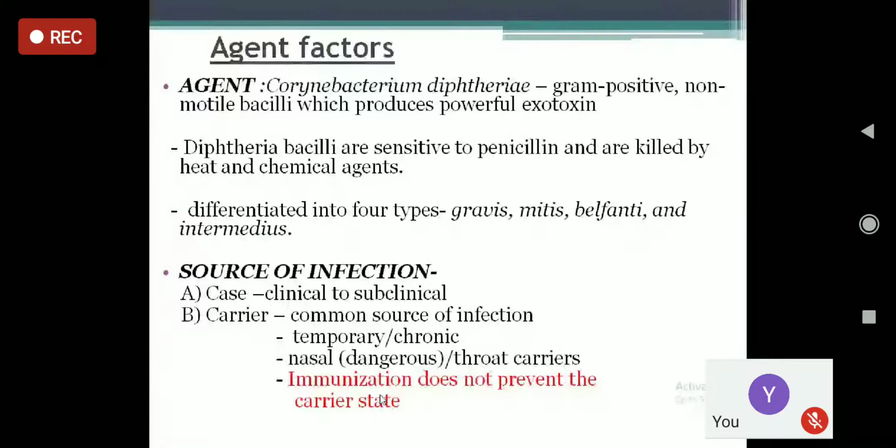Nasal and throat carriers are the most dangerous source of infection. If they harbor this bacteria in their nose or throat, then while coughing and sneezing, through nasopharyngeal secretions, they can transmit the disease. And immunization does not prevent the carrier state. What you have to understand is that you can prevent the disease in cases, but if the person is in the carrier state, immunization does not work.